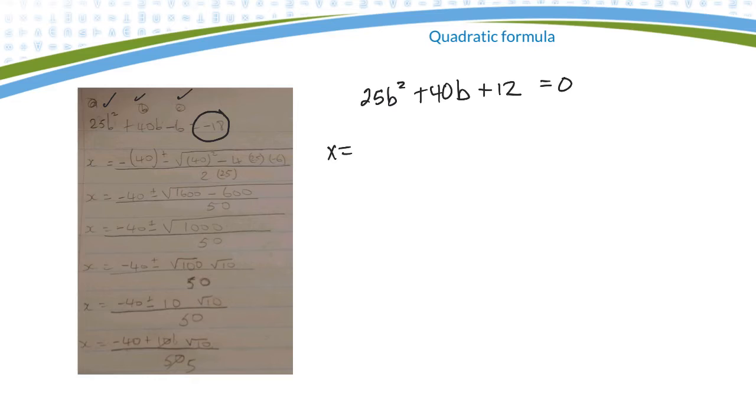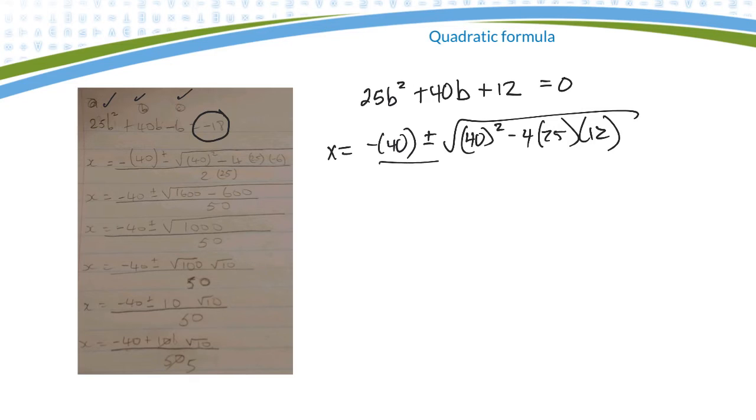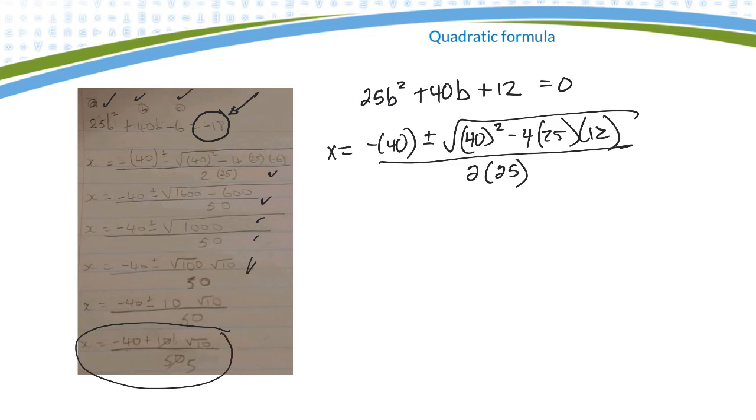So just like you've done before, it'd be a minus 40 plus or minus the square root of 40 squared minus 4 times 25 times 12 all over 2 times 25. So just like what you've been doing here, and this is all good, except you have to make it equal to 0. So everything's good there. And this problem right here, I'll maybe hopefully address it at the end of this one.